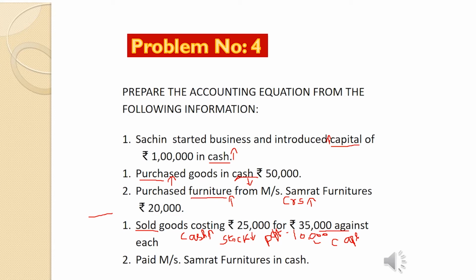The next one is paid Samrat Furnitures in cash. So cash goes out of the business, creditors value decrease. So liability decrease, because the amount is paid to creditors, so automatically liability decrease, cash is also decrease.